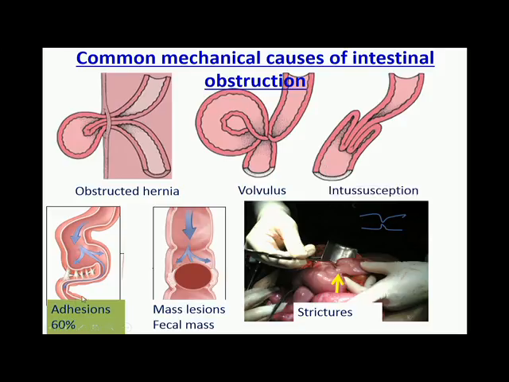Then adhesions, a commonest cause of intestinal obstruction. Anyone who has undergone abdominal surgeries carries the risk of developing intestinal obstruction. Anyone, okay, because you interfere with the normal anatomy and it could traumatize the tissues, and the body's response is inflammation and fibrosis. So adhesion formation can happen like this, causing intestinal obstruction.